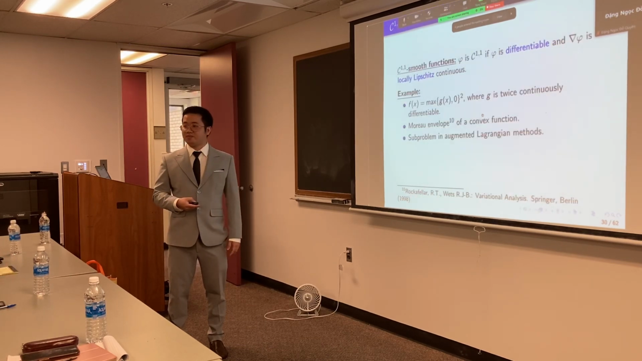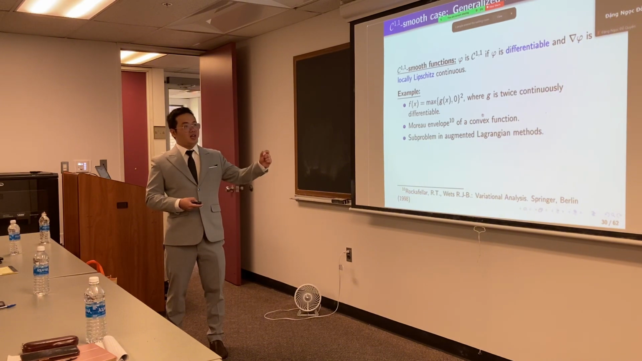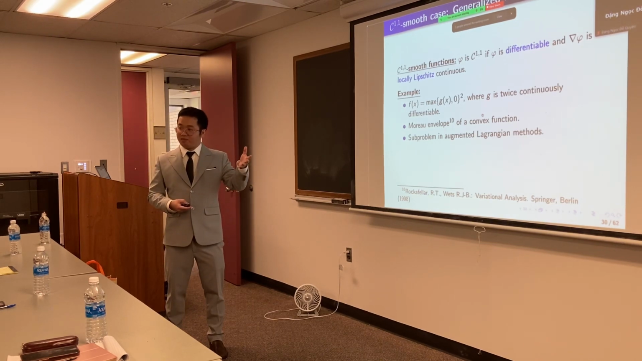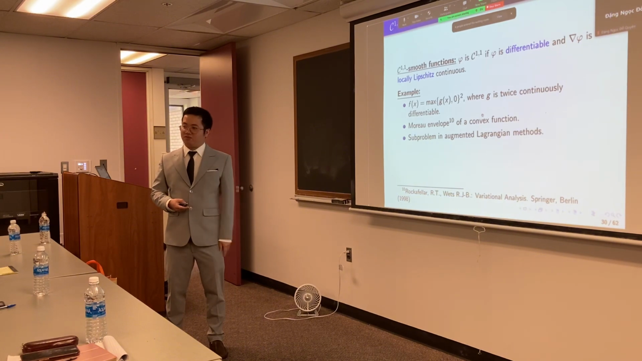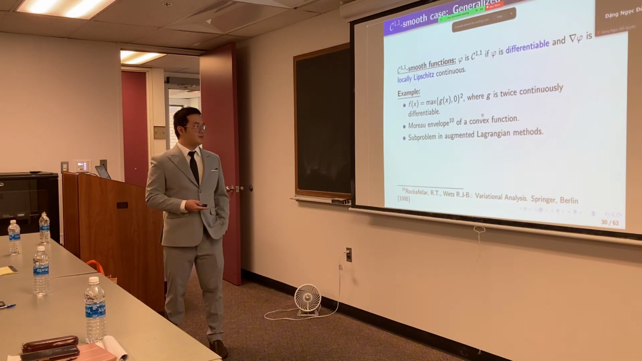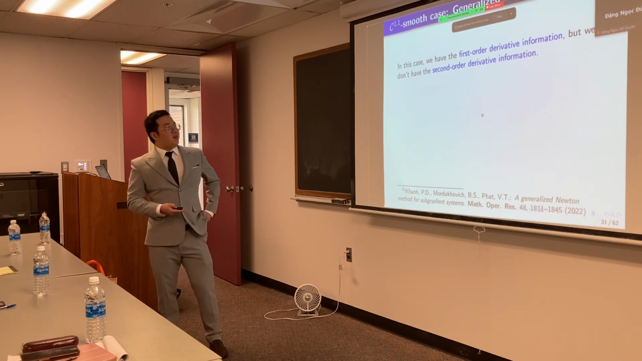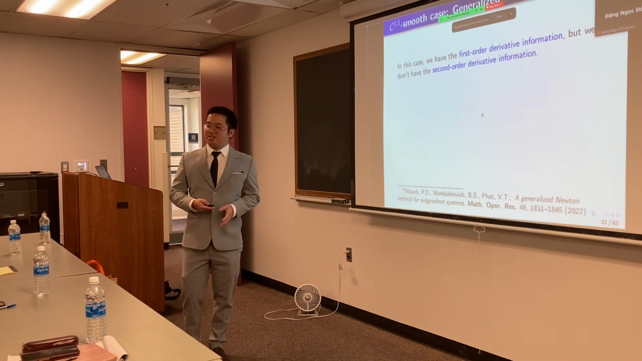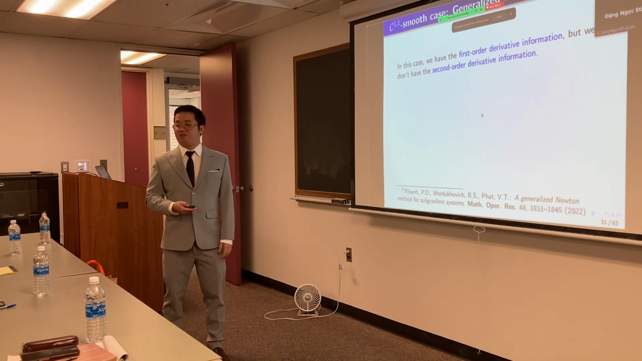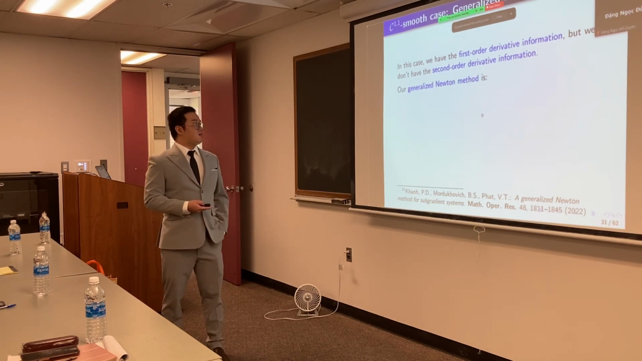I'm sorry, in the augmented Lagrange method, which function do you refer to as C^{1,1}? In the augmented Lagrangian method, when we start at x0 and we have an x1, x1 will be a solution of an optimization problem, and that optimization subproblem will be C^{1,1}, and then we need to use some method to find the approximate solution. In this case, we have the first order derivative information, but we don't have the second order information. Then our method should be like this.